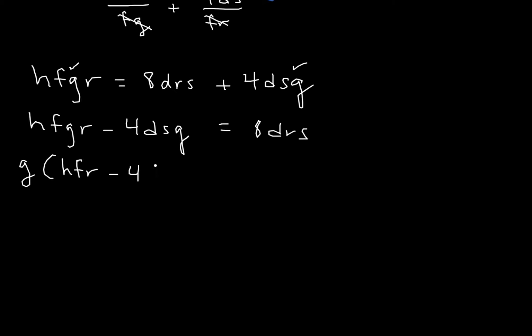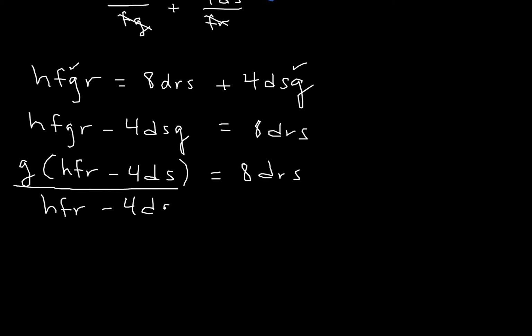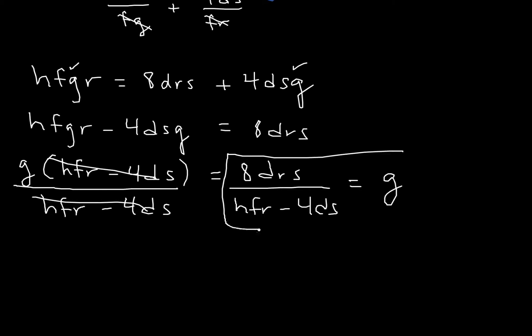minus 4DS equals 8DRS. And the last step is we just divide both sides by HFR minus 4DS. HFR minus 4DS. And I should check to see if I got that right. Hold on a second. HFR, 4DS. Yes. Okay. So this is your G, this is what G equals, and that's your final answer.